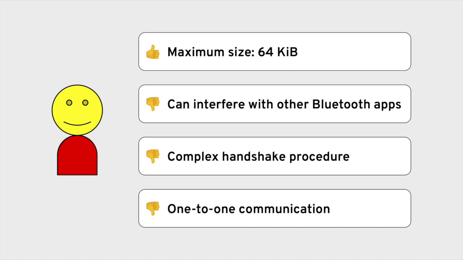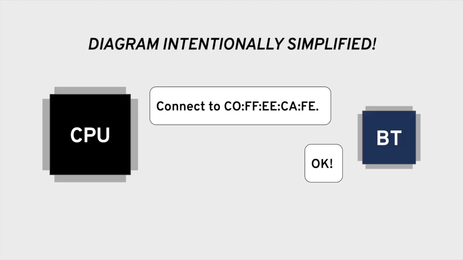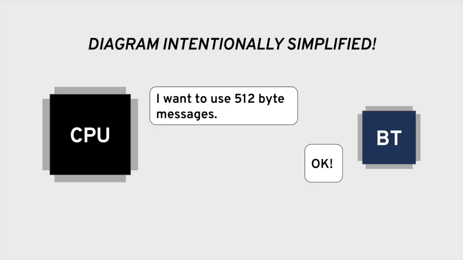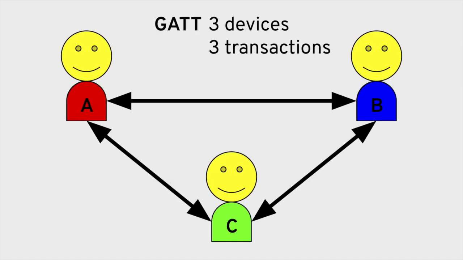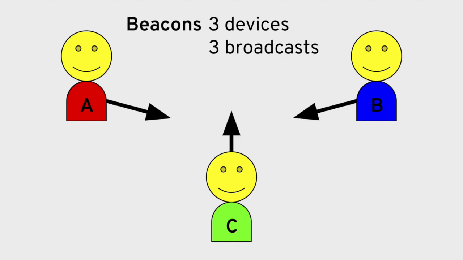Even limiting your transmission to the same size as a beacon, there's a lot of back and forth communication, and this all occurs one-to-one. All of these steps require the constant involvement of both devices' CPUs, which consumes more power. If you have 3 people, GATT needs 3 complete exchanges to occur, A to B, A to C, and B to C. By comparison, using beacons, everyone's broadcast can be received by everybody else at the same time. Only the receiver's CPU needs to wake up because beacon transmission is offloaded to the Bluetooth controller.